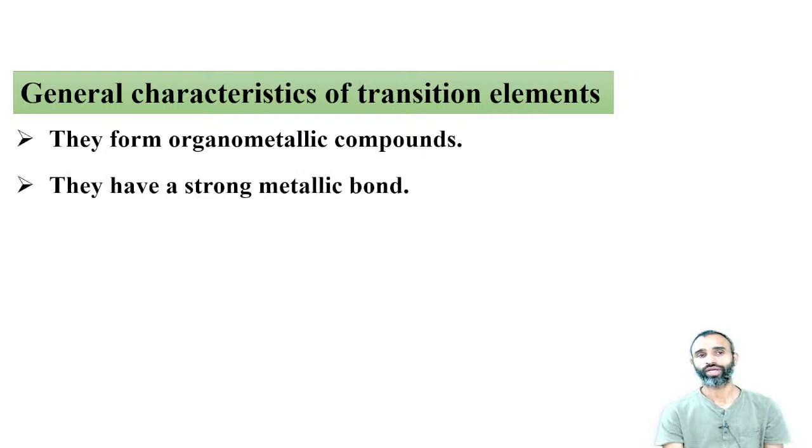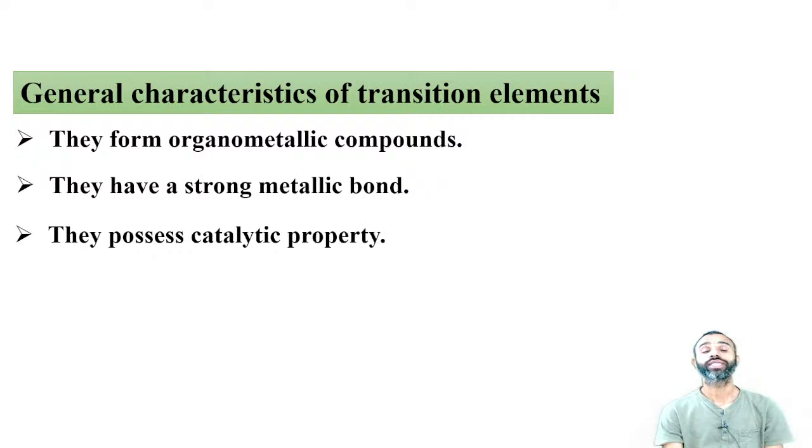What are organometallic compounds? Those which have carbon-metal bonds. They have a strong metallic bond, for the same reason, because they have a large number of unpaired electrons. That's why they have a strong metallic bond. Because they have a strong metallic bond, that's why they have high melting and boiling points.